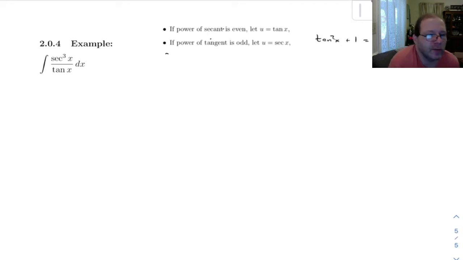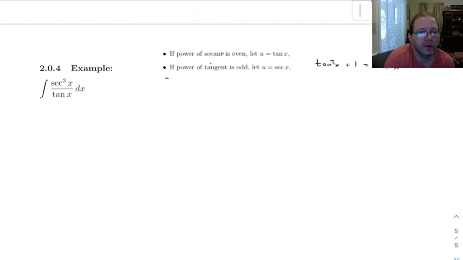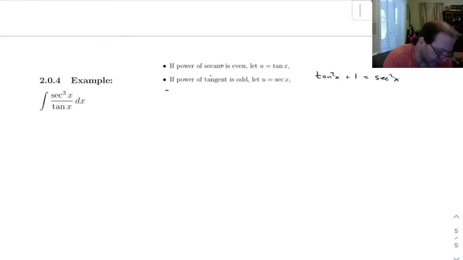This is a tougher example because we've got secant cubed x over tan x, and it doesn't really fit into either one of the two things we've used before, because the power of secant is not even, and the power of tangent, well, it is odd, but it's in the denominator, so that doesn't really help us. So when this kind of stuff happens, there are a few things that you need to do.